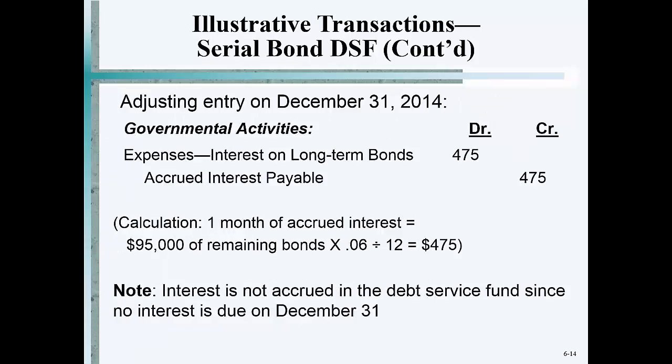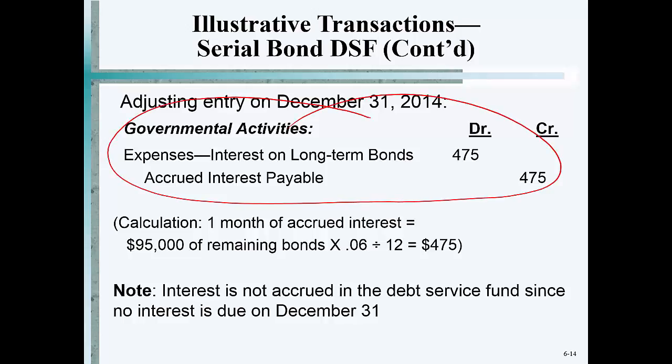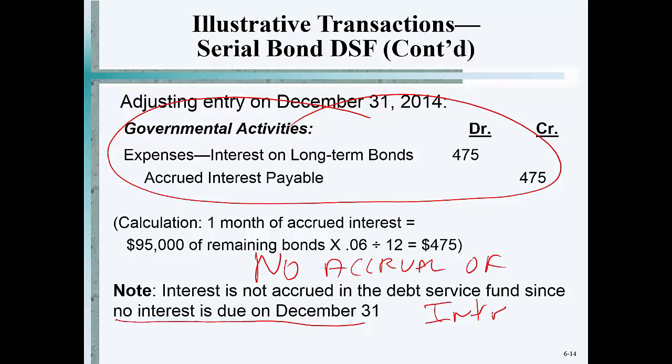Now, very important. Only at the governmental activities level do we have to accrue the interest for the month of December. Notice at December in the debt service fund, since no interest is due on December 31st, there is no accrual of interest. No accrual of interest in the debt service fund. We do not accrue interest in between interest payment dates.